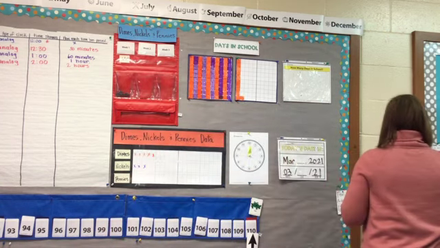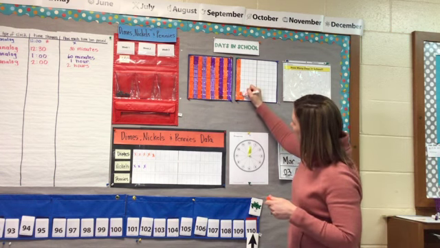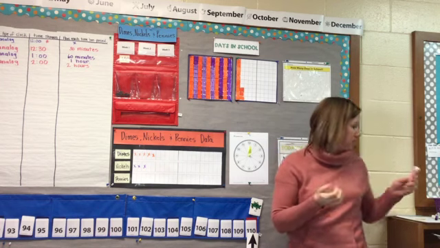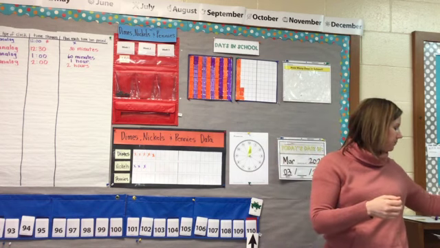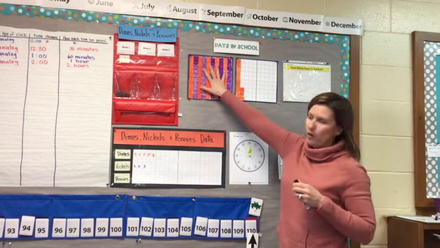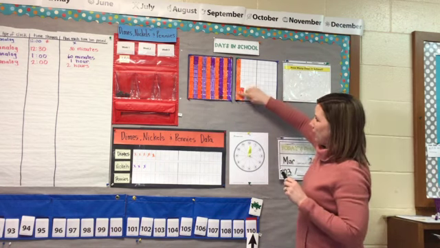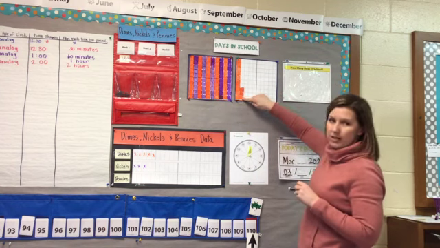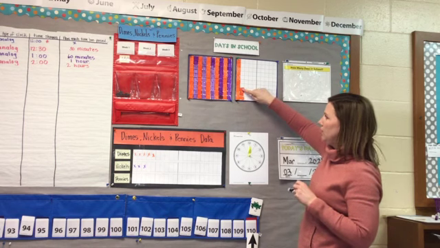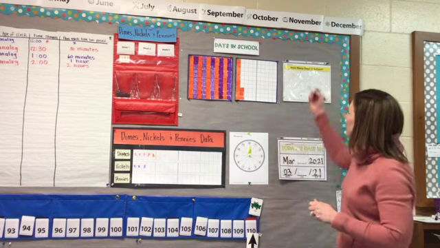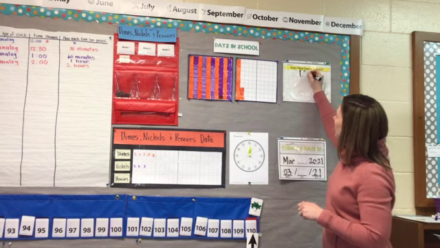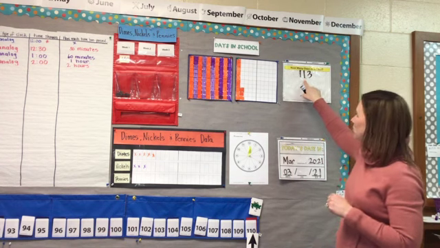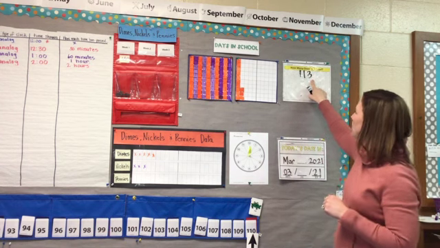Okay, so let's add for a day in school yesterday and a day in school today. And let's see how many days we've been in school. All right, so we have our group of 100, and we have 110 sticks, so 100, 110, 111, 112, 113. We've been in school for 113 days. One group of 100, one group of 10, and 3 ones.